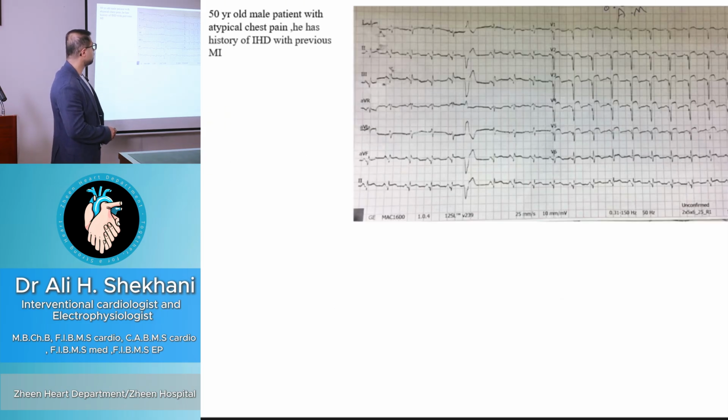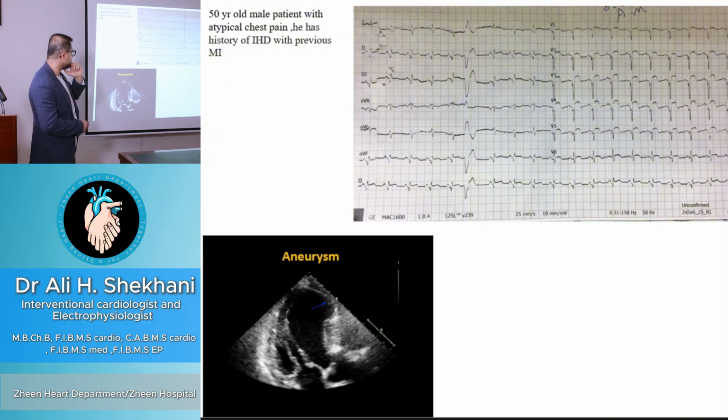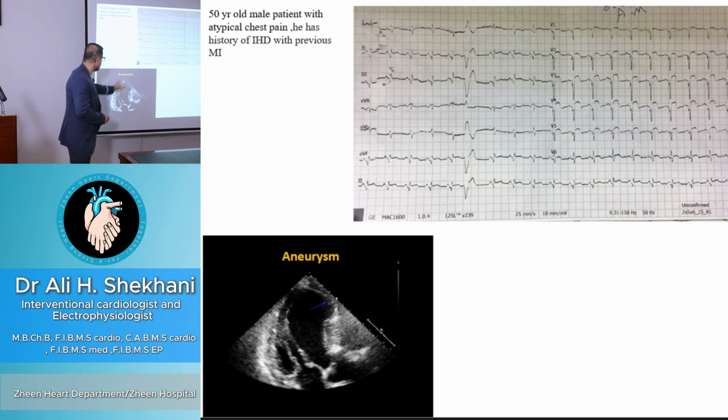This is another patient, 50 years old, with history of ischemic heart disease, but with atypical chest pain. Also, there is ST segment elevation, and there is deep Q wave. When we do echocardiography, there is a big apical aneurysm. So this ST elevation remains forever. This is due to apical aneurysm.